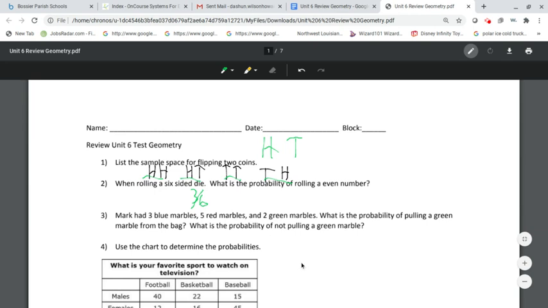All right, what is the probability of pulling a green and not pulling a green? Well, we have a total of 3 plus 5 plus 2 marbles, so that's 10 marbles. And to get a green, you have 2, so that would be 2 out of 10, and you can reduce it. And to get not a green will be 8 out of 10, and you can reduce it. So that will be 8, which will be blue and red. So that's 8 out of 10.